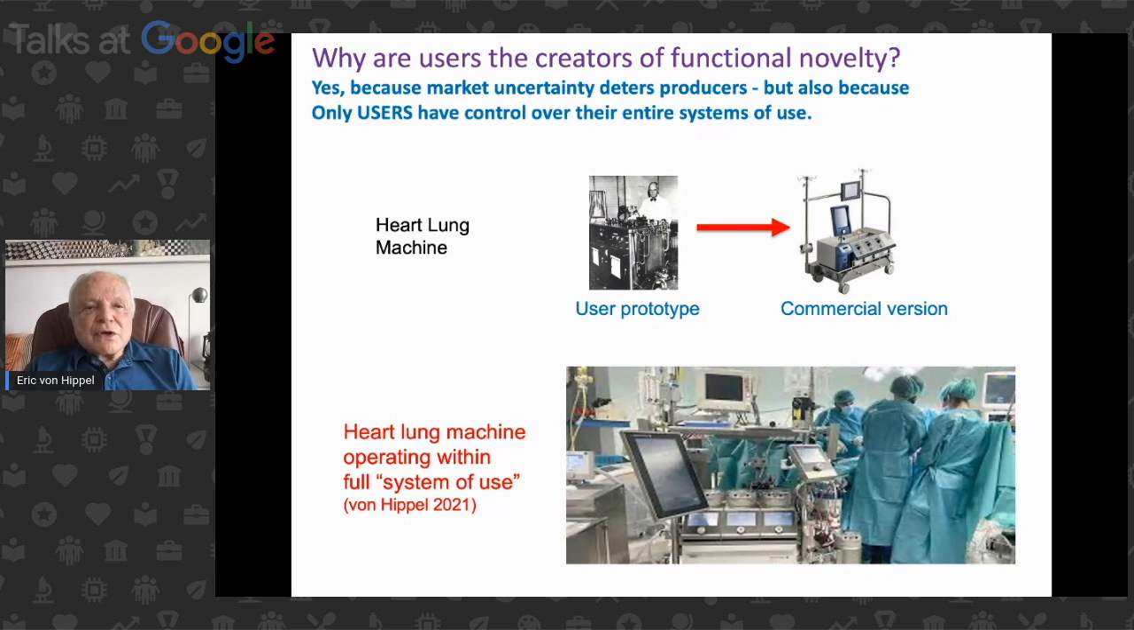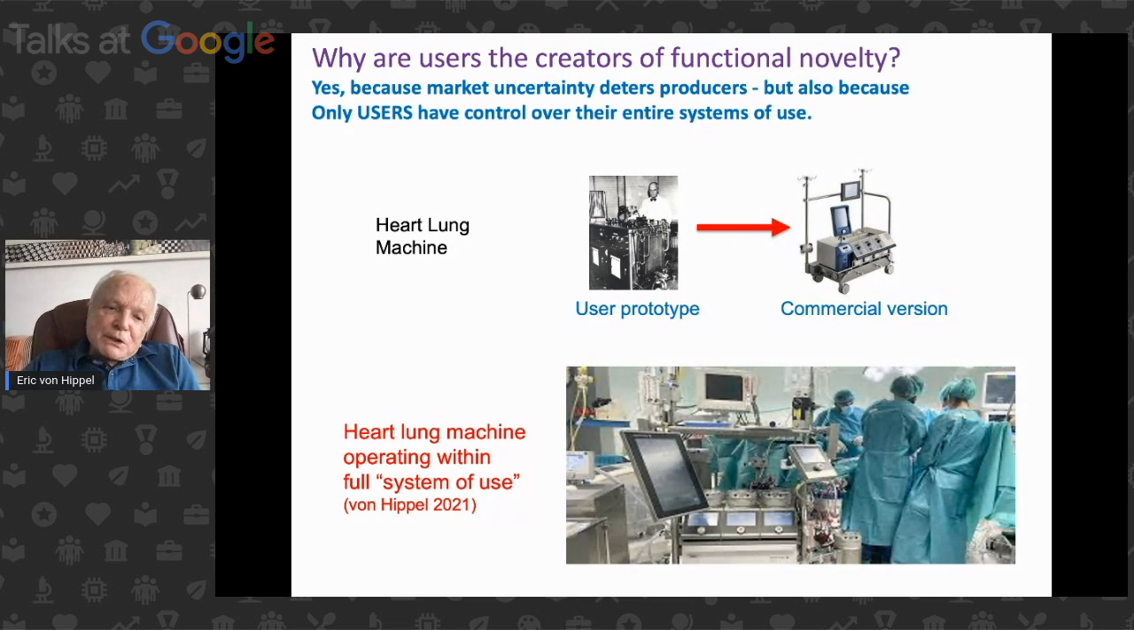Basically, if you look there at the middle line, you'll see the user prototype of the heart-lung machine that John Heysham Gibbon developed. And on the right, you can see that the manufacturers took over, that's a commercial version, and they made the same functionality in a much more commercially efficient and reliable form.